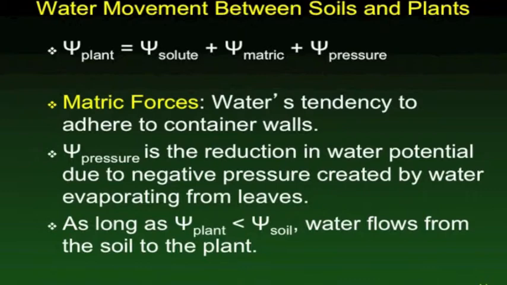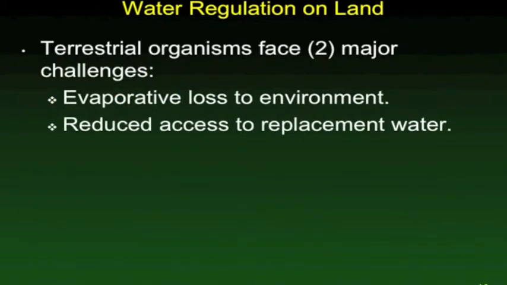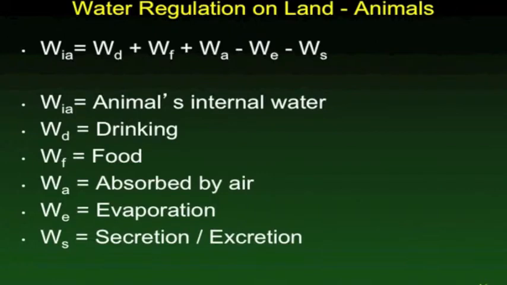So when we consider creatures that live on the land and think about their water situation, they're really facing two major issues. One is the loss of water through the process of evaporation, and then the other is how do they replace that water that they've lost. We can think of this in terms of a formula, and this kind of brings together all of the different components of water issues for animals on the land.